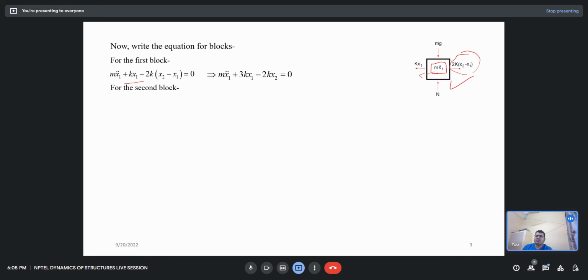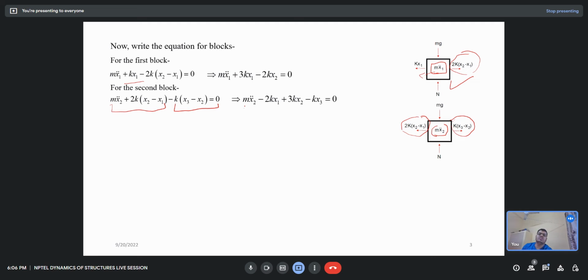Now for the second block, using the free body diagram from the last slide, we write the equation: mx2 double dot, this one and this one are in the same direction, and this one is in the negative direction. So these are in the same direction and that is in the opposite direction, so a negative sign is there. If you rearrange the terms, you will get this equation.